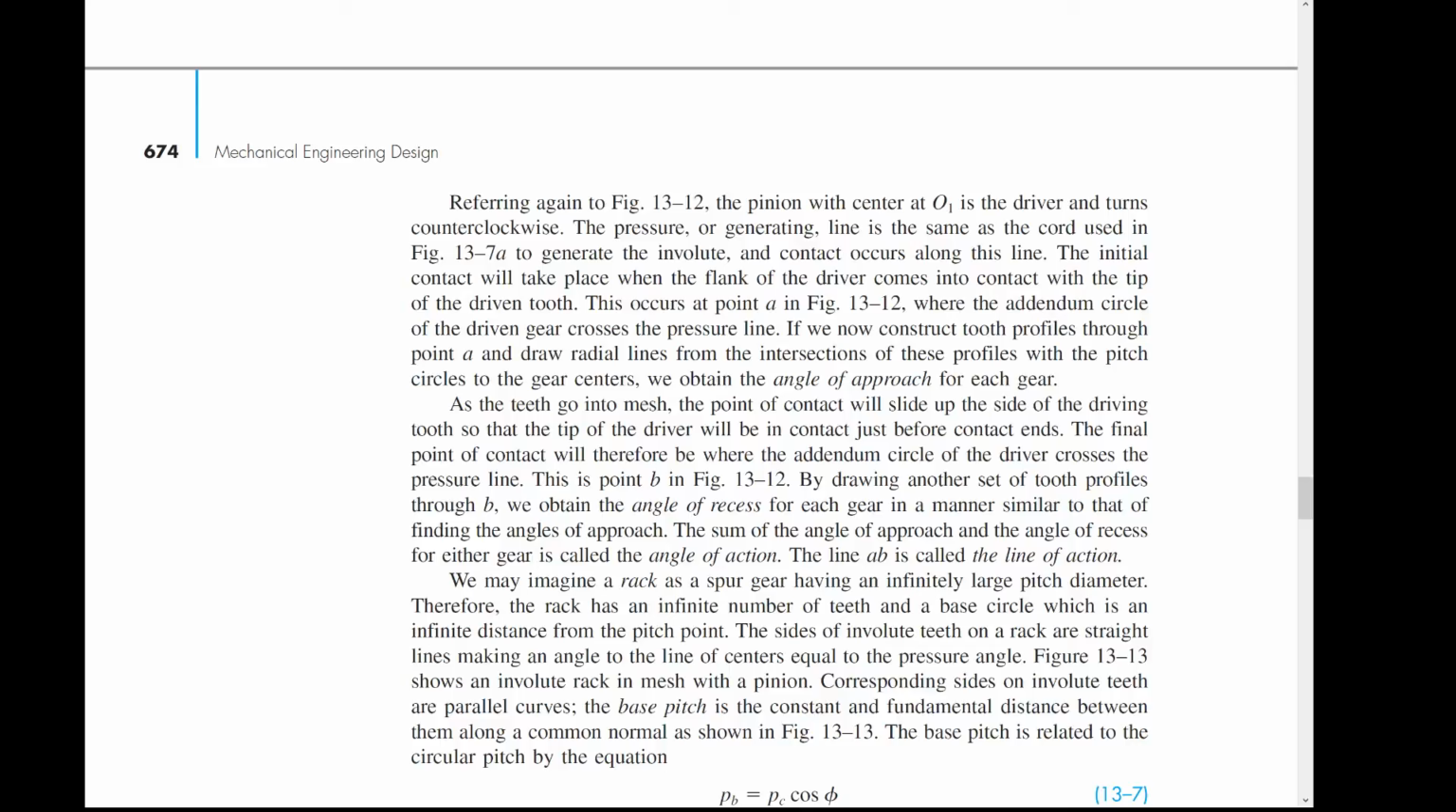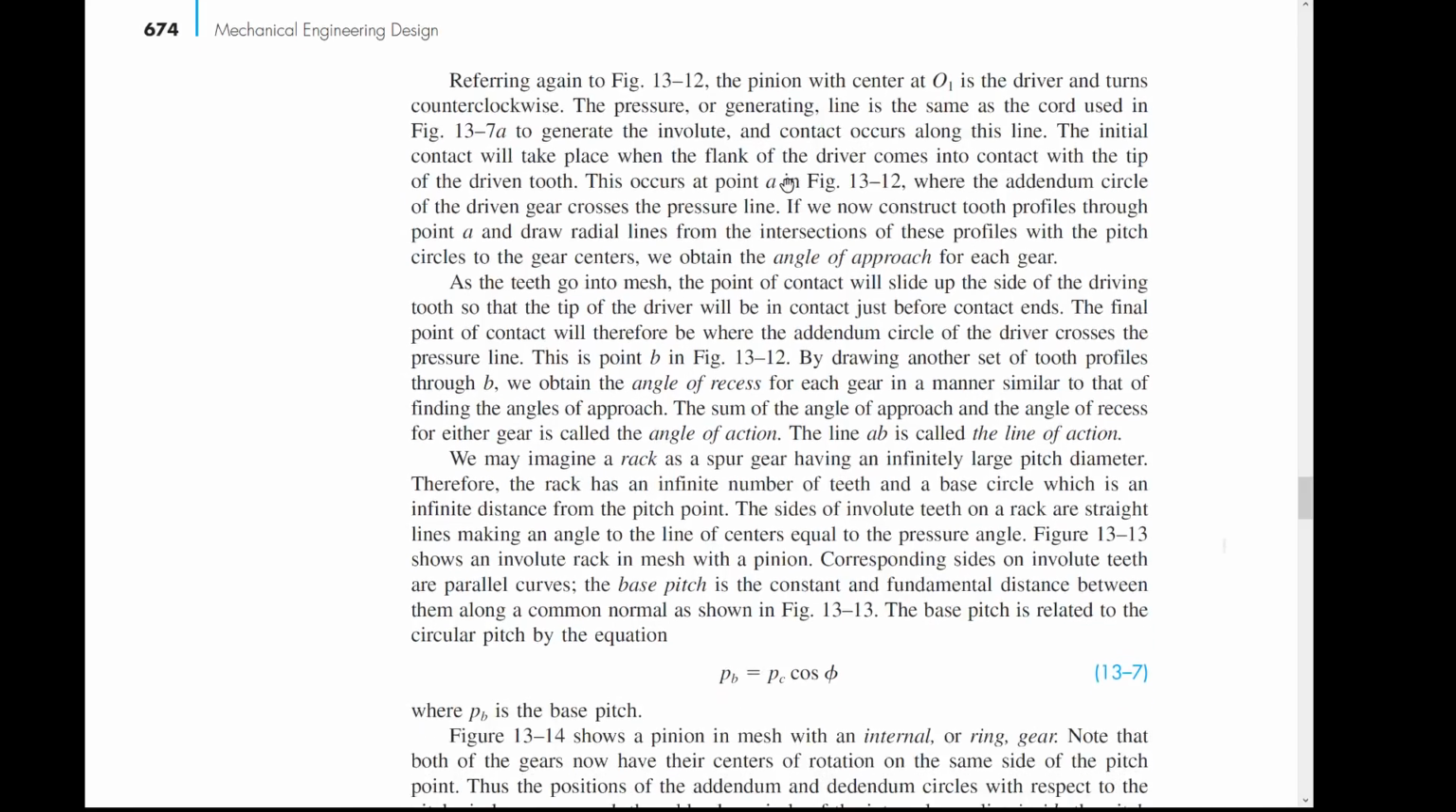The initial contact will take place when the flank of the driver comes into contact with the tip of the driven tooth. This occurs at point A in figure 13.12, where the addendum circle of the driven gear crosses the pressure line. If we now construct tooth profiles through point A and draw radial lines from the intersections of these profiles with the pitch circles to the gear centers, we obtain the angle of approach for each gear.